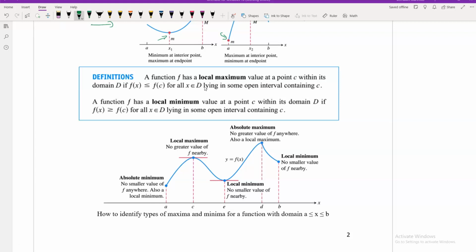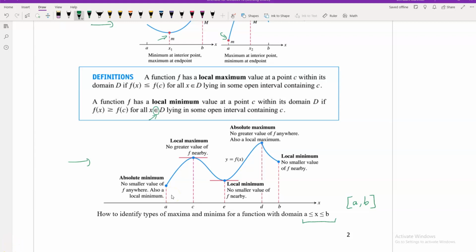The function f has a local minimum value at a point c within its domain D if f of x is greater than or equal to f of c for all x belonging to D lying in some open interval containing c. So x belongs to D. Now, what we have on this part is x between a and b inclusive, meaning that our interval is a closed interval, with brackets a, comma b.